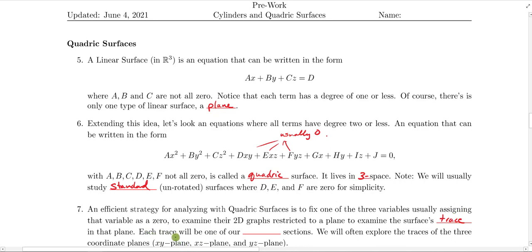So each one of these traces, this is why we had to review conic sections, is whenever I force one of these variables to be a number, usually 0, that creates a conic section that we need to analyze. So to understand these quadric surfaces, we need to be able to analyze those conic sections that we talked about in the last video. More often than not, the traces that we'll examine will be the xy plane, the xz plane, and the yz plane, although sometimes we will look at other planes as well.